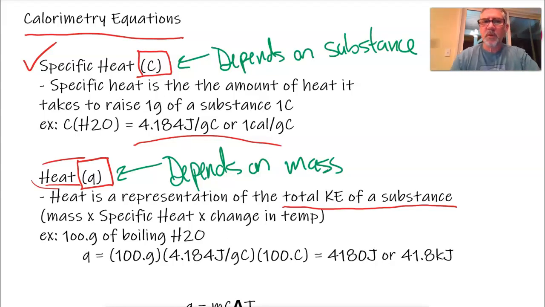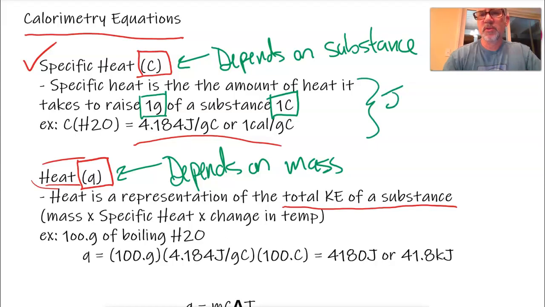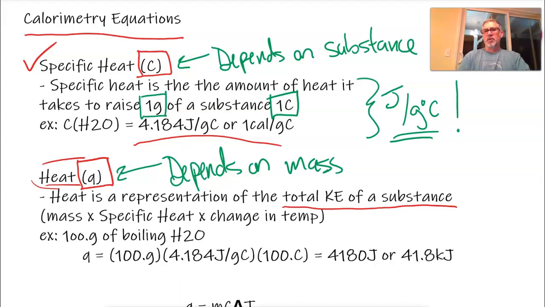So specific heat depends on substance, but remember the important part of specific heat is to raise 1 gram 1 degree Celsius. For specific heat, it's really important: it's joules per gram degree Celsius. That's the formula for it. So if you get a specific heat question, you have to put it down.